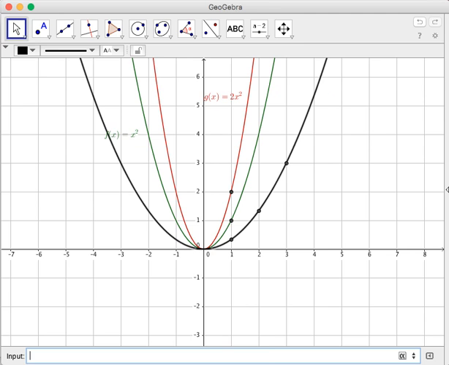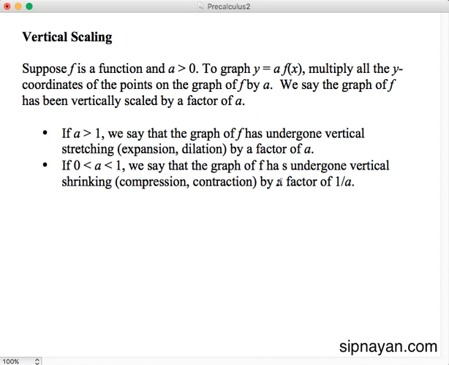So all the y coordinates are 1/3 of their corresponding coordinates from f of x. These y values in h of x are just 1/3 of those. But we are saying that this graph is a vertical shrinking. We can also call it a compression or contraction by a factor of 1 over a. So our a there is 1/3, which means a factor of 3. The graph shrinked by a factor of 3.